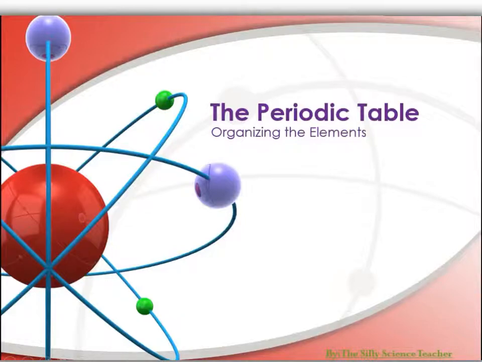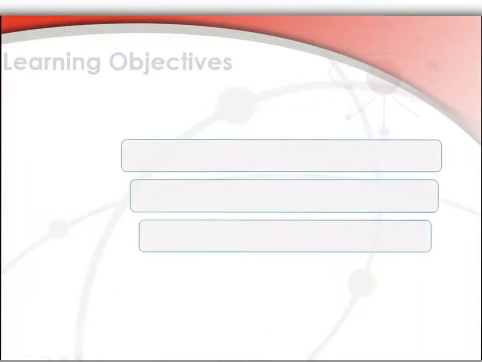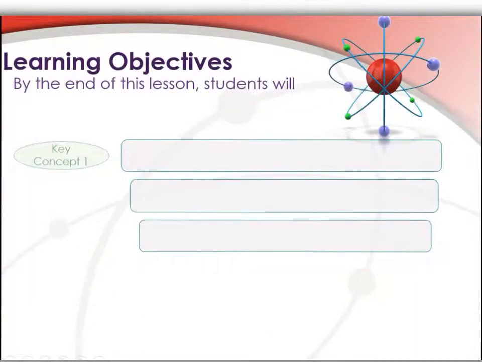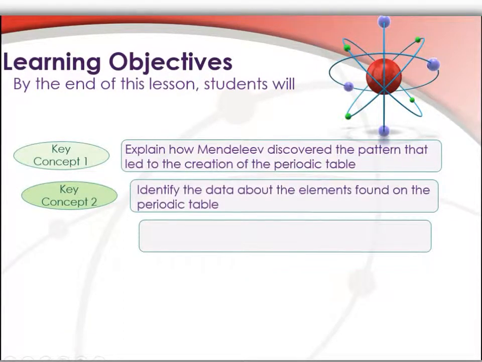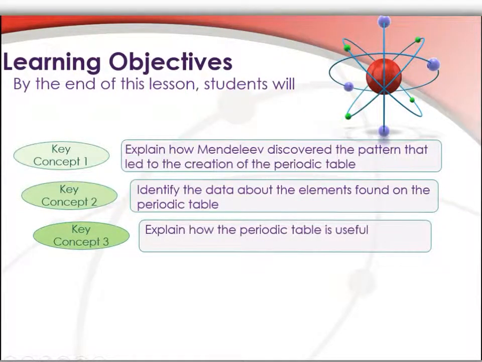Today we're going to talk about the periodic table, organizing the elements. By the end of this lesson, students will be able to explain how Mendeleev discovered the pattern that led to the creation of the periodic table. You will identify the data about the elements found on the periodic table and explain how the periodic table is useful. Let's get started.